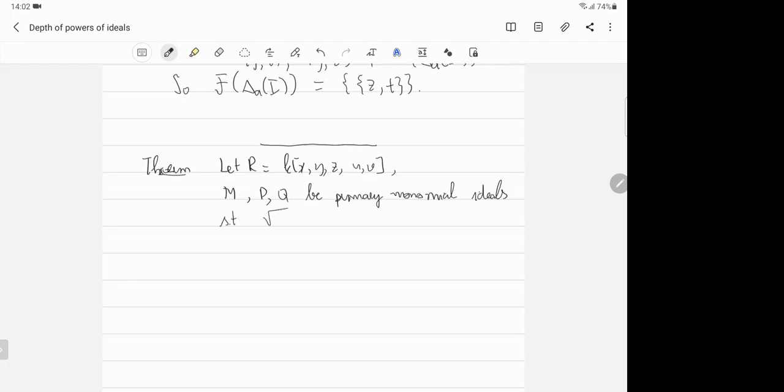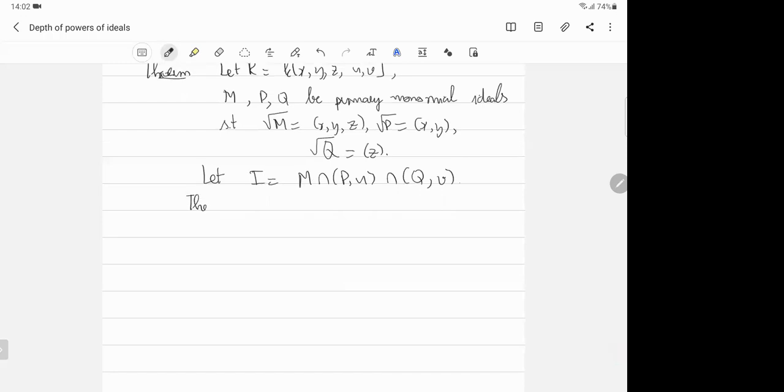Such that the radical of M is (x, y, z), the radical of P is (x, y), and the radical of Q is z. Then I look at this unmixed monomial ideal: M intersect with P plus U intersect with Q plus V. This means P plus U, and this means Q plus V.